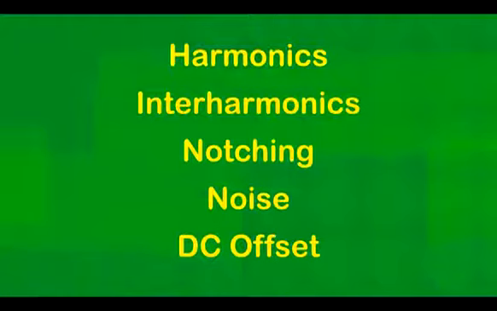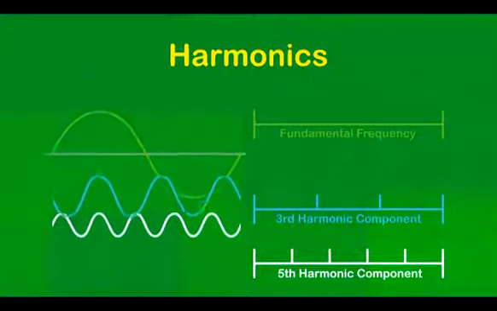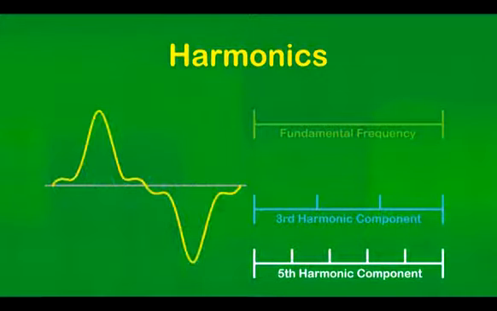The first and most deliberated type of distortion to be discussed is harmonics. Harmonics are sinusoidal voltages and currents having frequencies that are integer multiples of the fundamental frequency. When these harmonic frequencies are added to the fundamental voltage or current, a distorted waveform is produced.